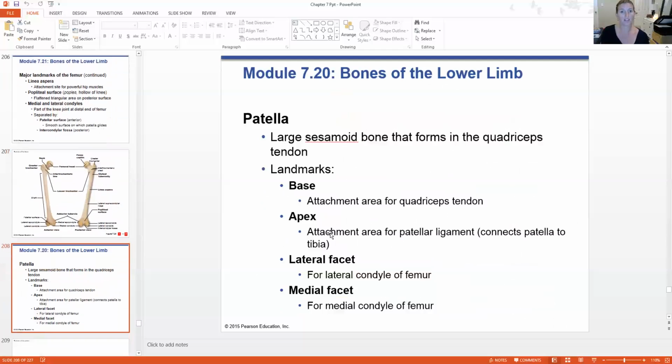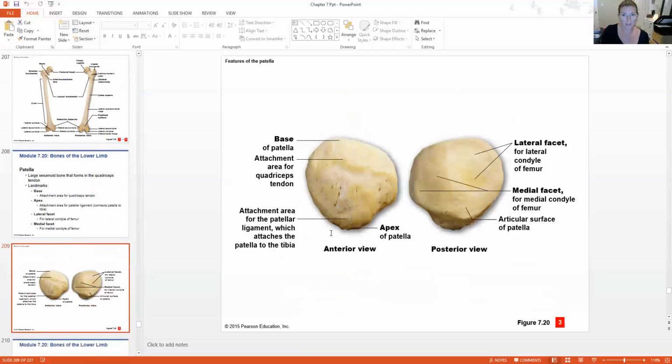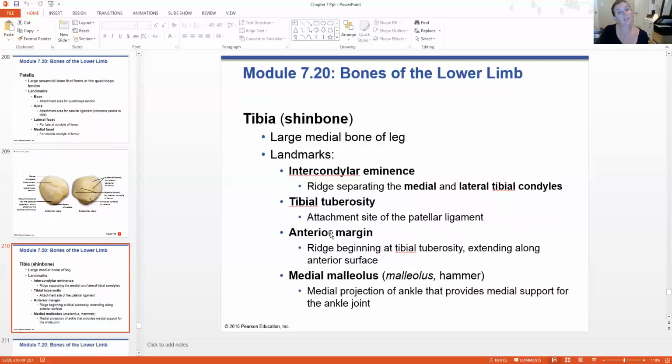Then you get to the patella, the base, the apex, the lateral and medial facets. There they are. Then we get to the tibia. This is our shin bone. This is what you feel when you touch your shin. It has intercondylar eminence. It has a tibial tuberosity. It has an anterior margin, and it has a medial malleolus. The tibia is what you feel on the medial side of your ankle.